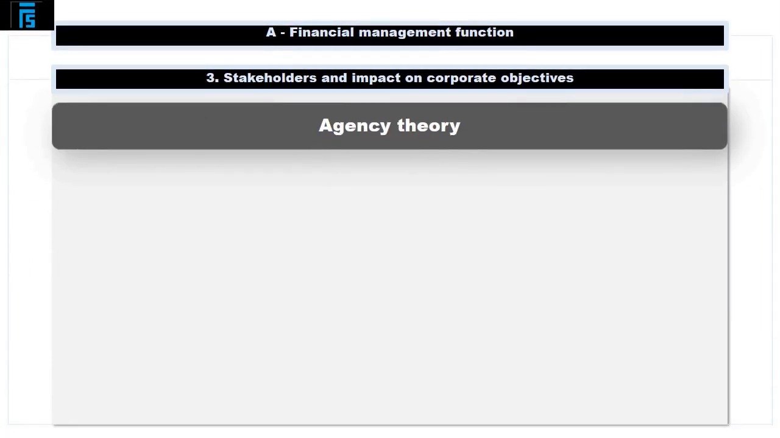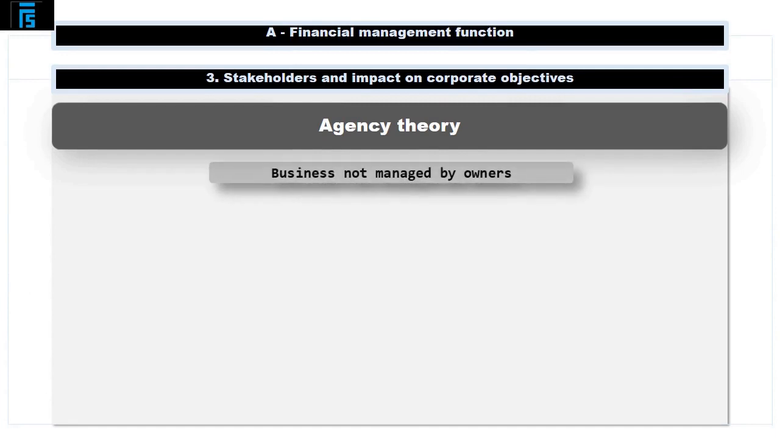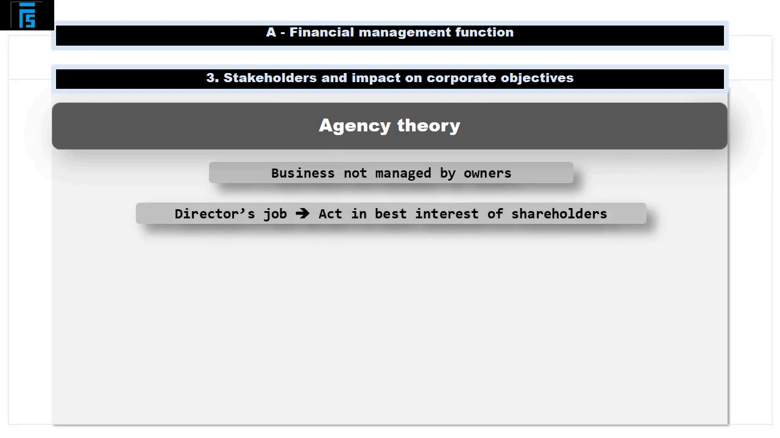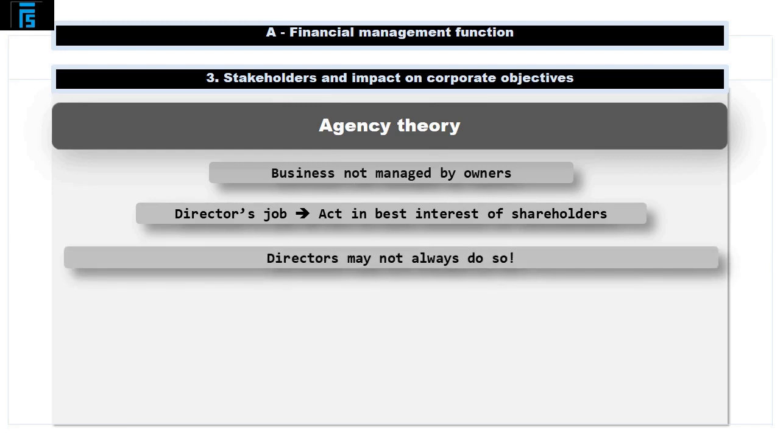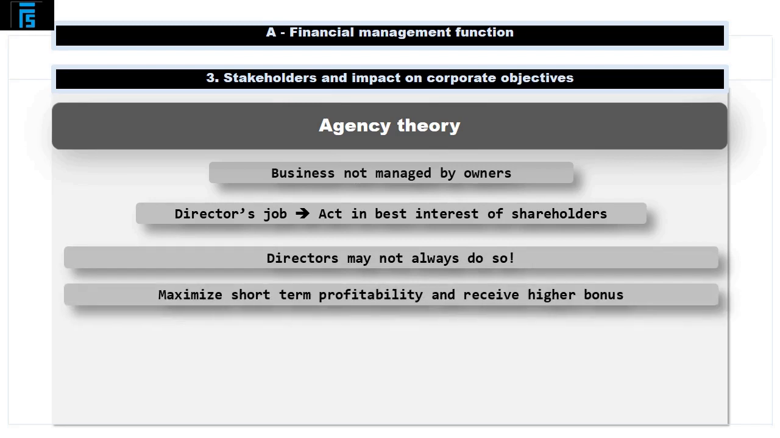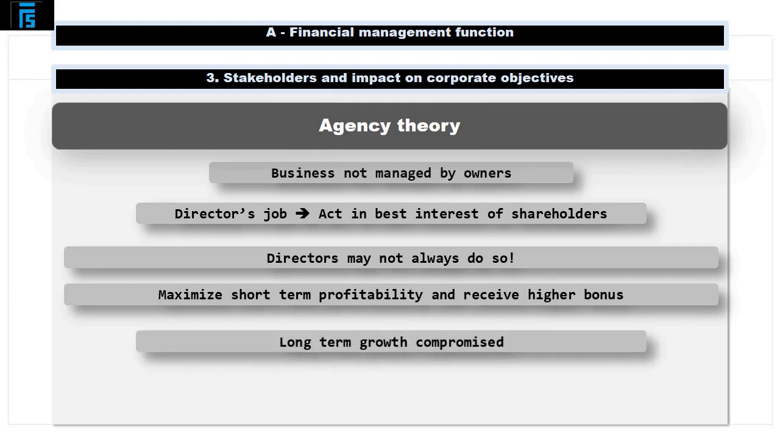Agency theory. As I said, the owners of the organization are the shareholders, but often they don't manage their businesses. This is done by the directors. The director's job is to act in the best interests of the shareholders. However, they may not always do this and could act in their own best interests. For example, deciding to maximize short-term profitability, so they will receive higher bonuses at the expense of long-term growth for the organization, and higher share prices in the long run for shareholders.